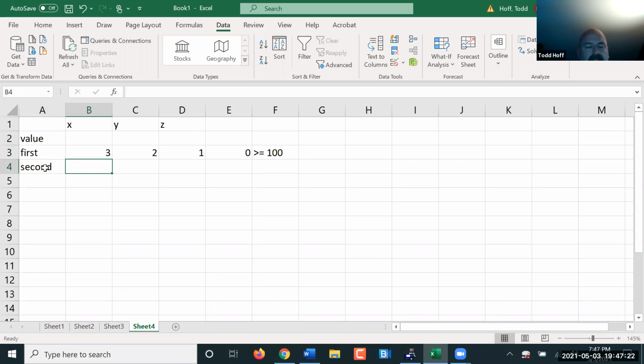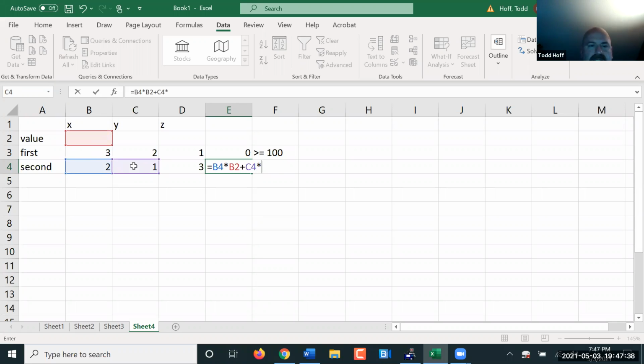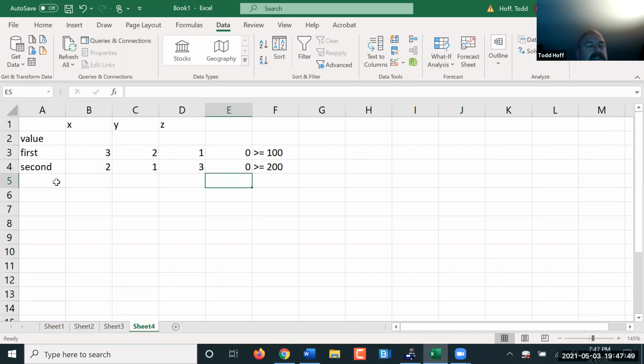And again, that's going to be 0 because right now we have no values in there for the variables. My second constraint is 2x plus 1y plus 3z, and I want that to be greater than or equal to 200. So again, I'll put in this formula: equals 2 times the value of x plus 1 times the value of y plus 3 times the value of z. And again, that'll be 0 because there are no values for x, y, and z right now.